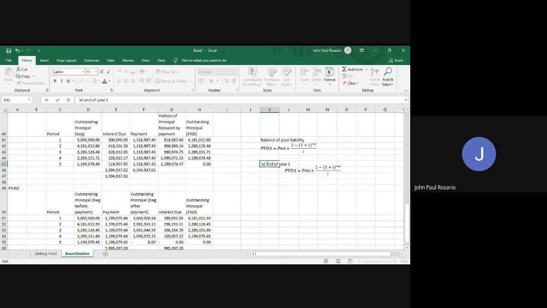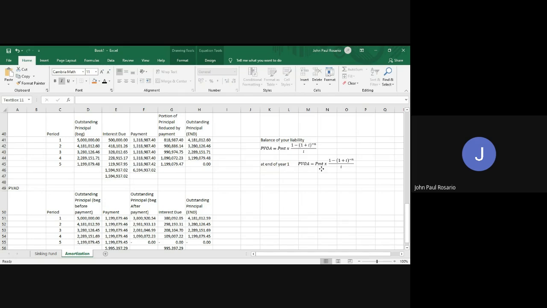So at the end of year one, how many payments have you missed? Or how many payments are yet to be made? So if you have made payments already for 1 year, meaning you still have to pay for 4 more years. So you simply have to solve for the present value of the remaining payments.